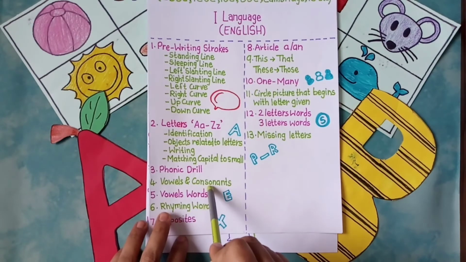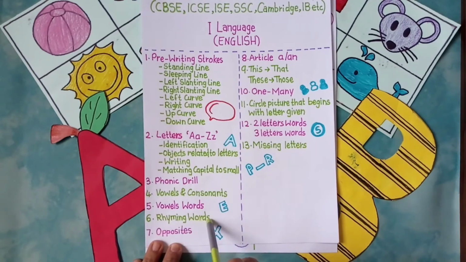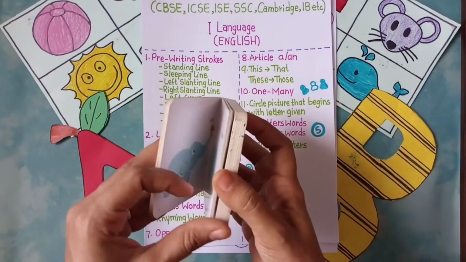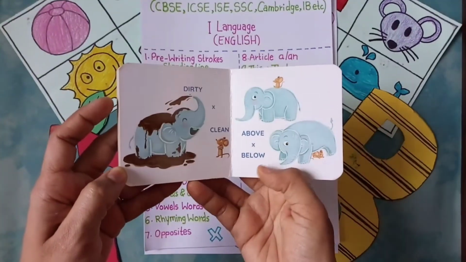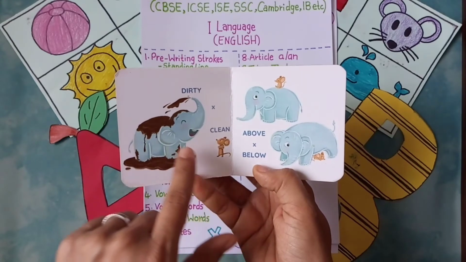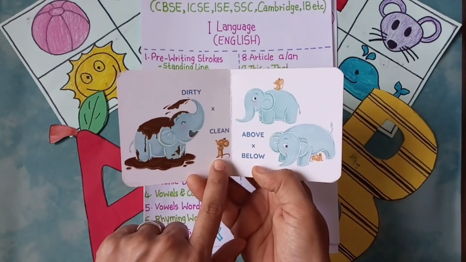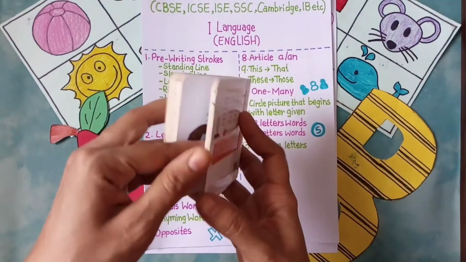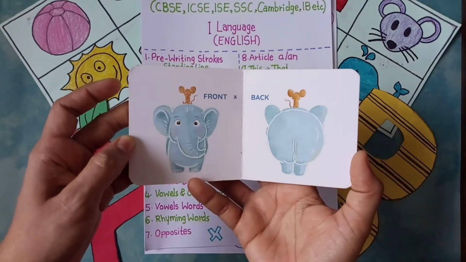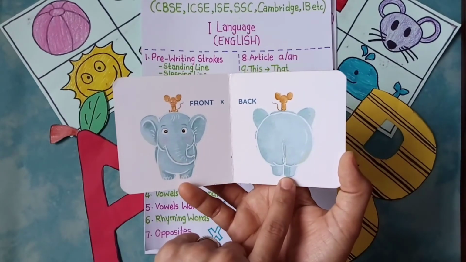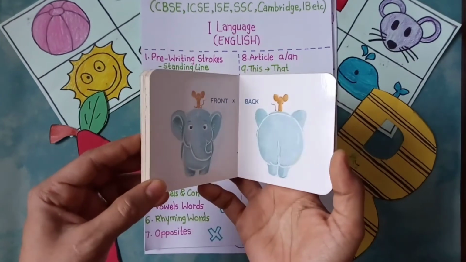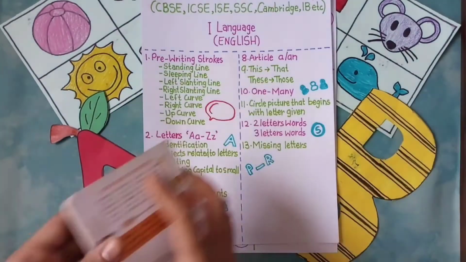Next is vowels and consonants. Vowel words, rhyming words, opposites. For opposites, you can carry such a book which is very handy, and it contains lots of pictures in it, and it's very important. With the help of pictures, the concept of opposites will be very clear to them. Like this is dirty, clean, above, below, front, back. So the images are very important. The concept will be clear. With this you can buy such a book, or you can make worksheets regarding this.